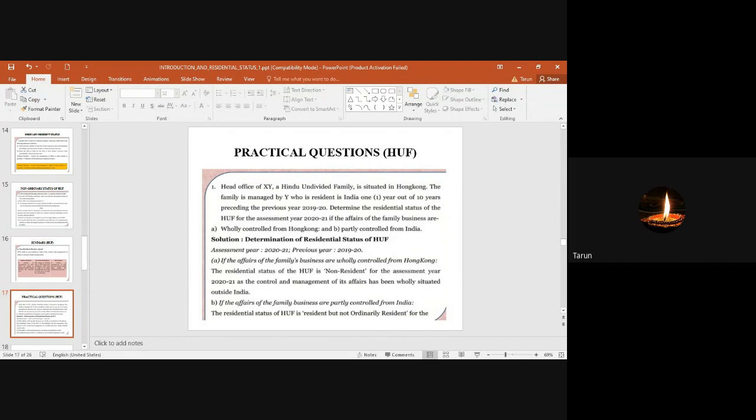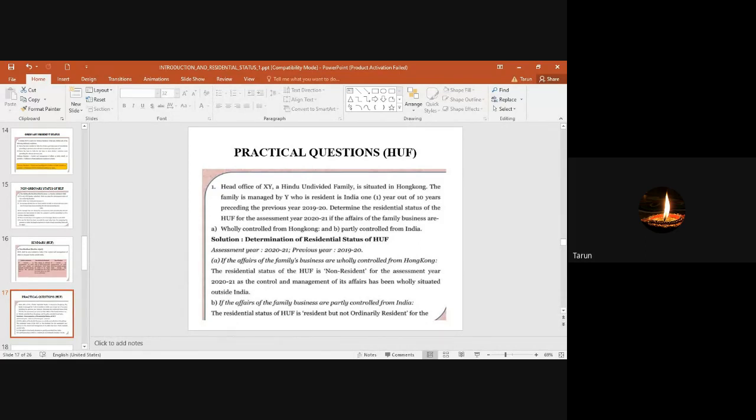Y, who was already a part of the HUF, is already a resident of India. And it's already given that he spent 1 year out of these 2 years in the relevant previous years, so it is automatically understood. The second reason is that this business is partially owned in India, and is partially controlled and managed in India, and that's the main reason that the HUF is a resident.